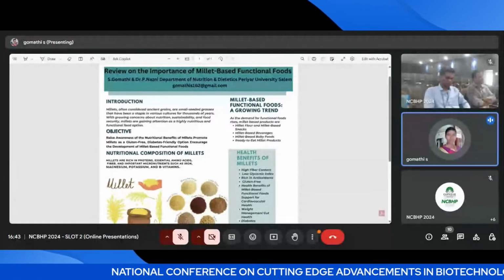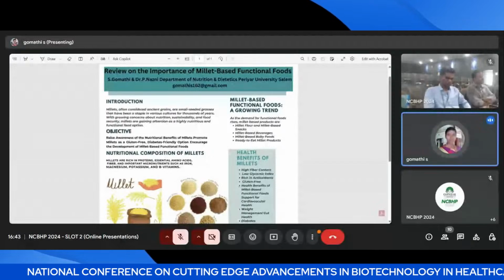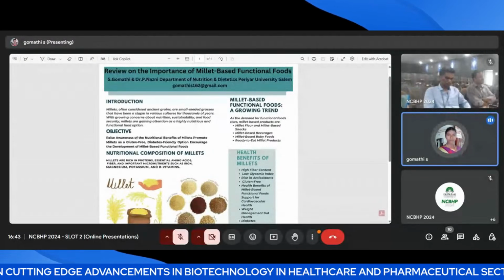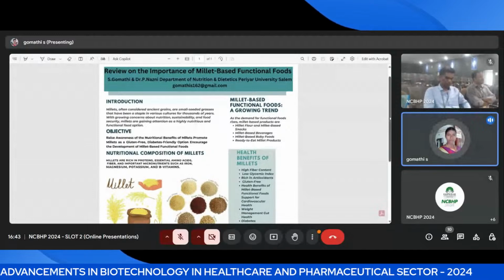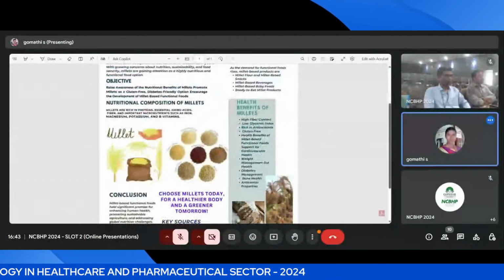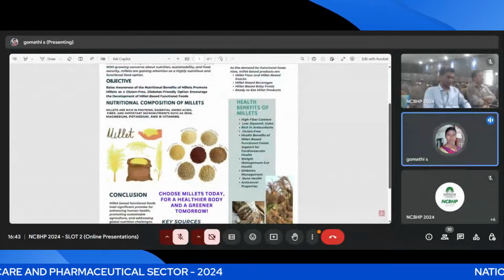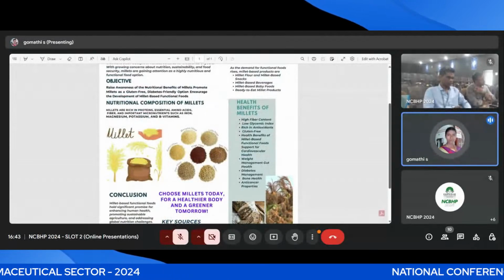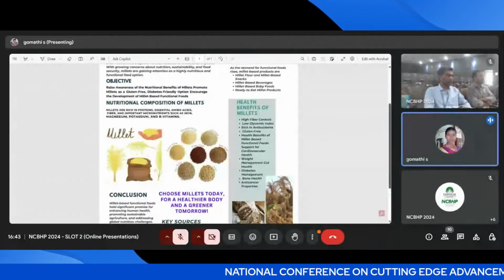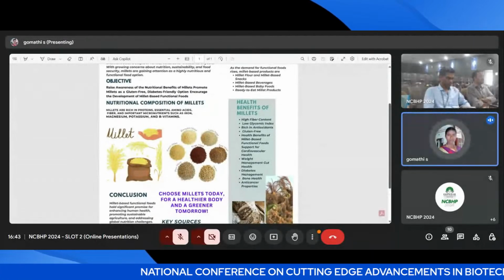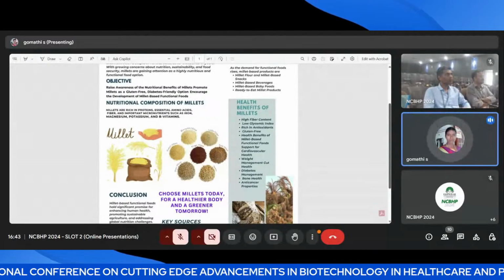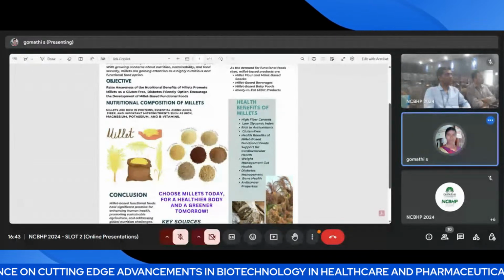The health benefits of millets support cardiovascular health. The fiber and antioxidant content of millet play a significant role in improving heart health. Regular consumption of millet-based foods may help reduce blood cholesterol level, lower blood pressure, and improve the lipid profile, thereby reducing the risk of heart diseases.